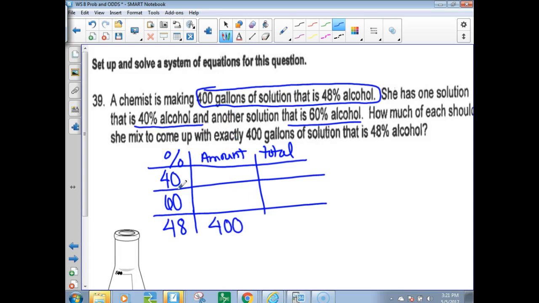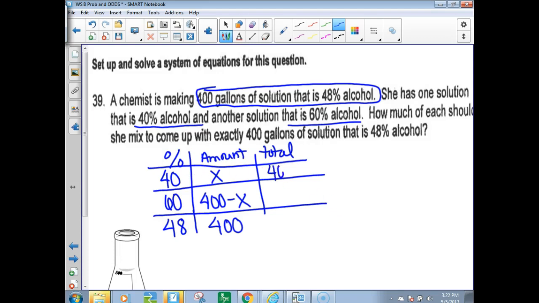How am I going to write the other two amounts that we have to figure out? It says how much of each should she mix to get exactly 400 gallons? I can't use two variables, so I have to pick one of these to be x. Why don't you tell me? This one? Okay. X amount, and how am I going to write this in terms of x and 400? Well, I can't assume anything. There you go, 400 minus x.